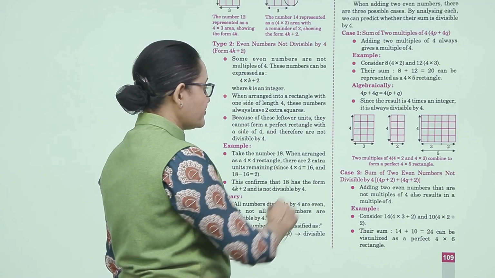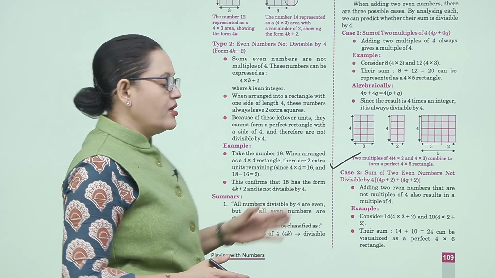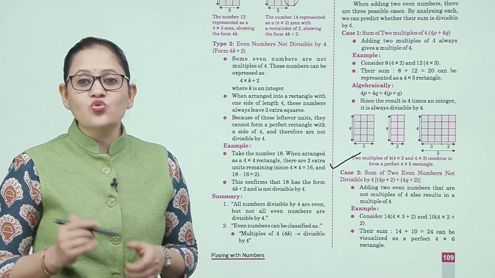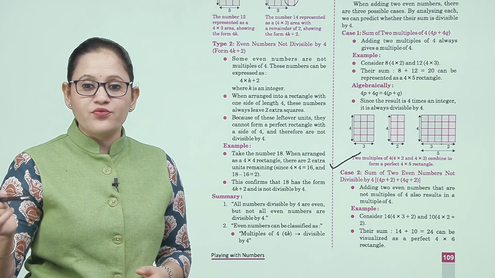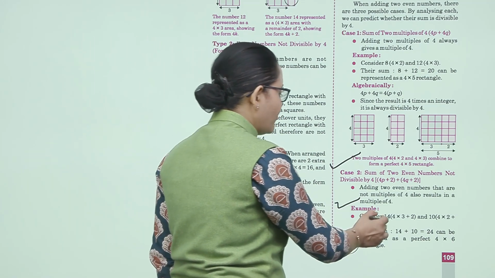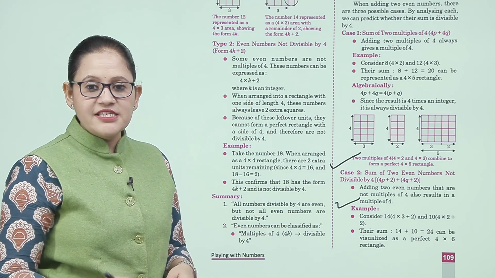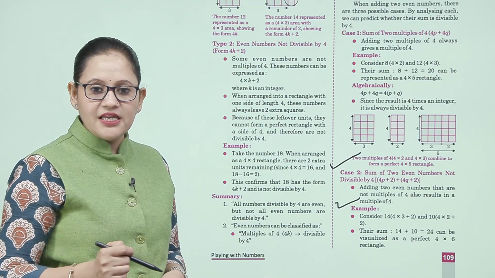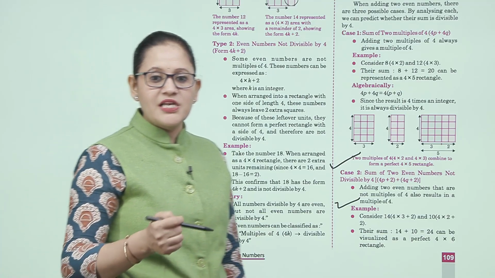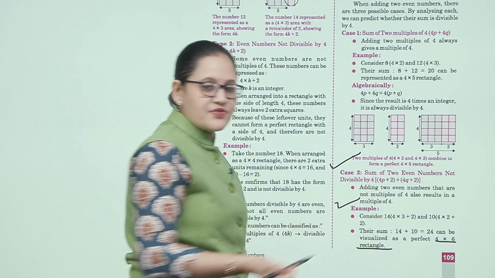Now, in case 2, sum of two even numbers not divisible by 4: 4p plus 2 plus 4q plus 2. Adding two even numbers that are not multiples of 4 also results in a multiple of 4. Here we will take an example. Consider 14, 4 into 3 plus 2, and 10, 4 into 2 plus 2. Their sum 14 plus 10, that is 24, can be visualized as a perfect 4 into 6 rectangle. 24 is divisible by 4.